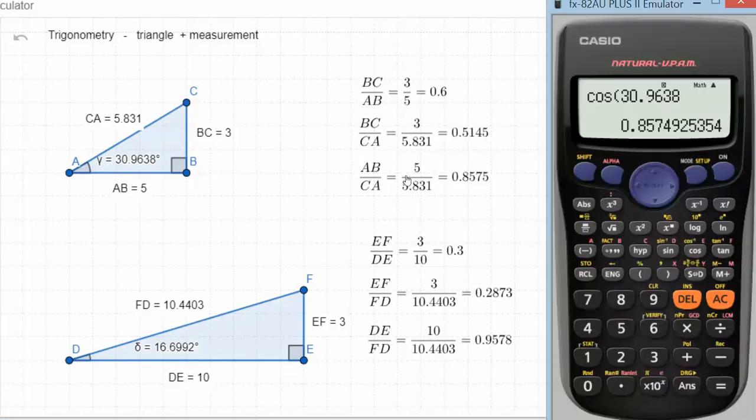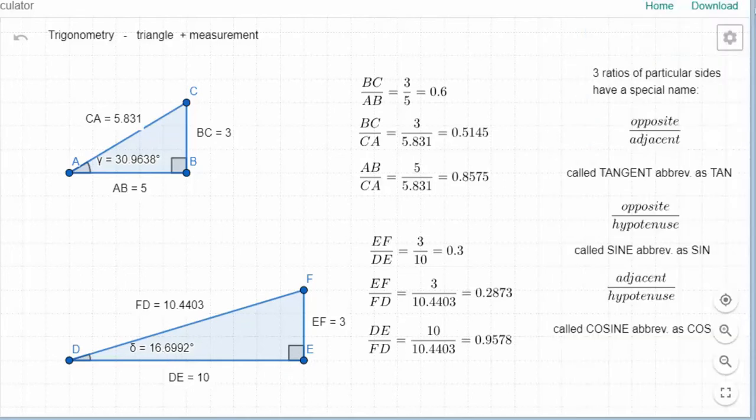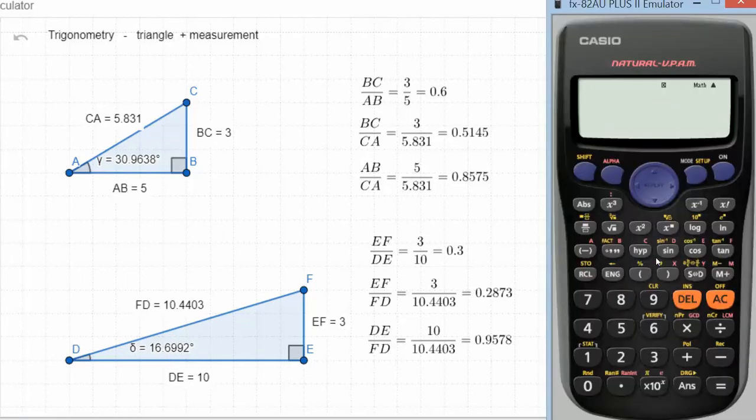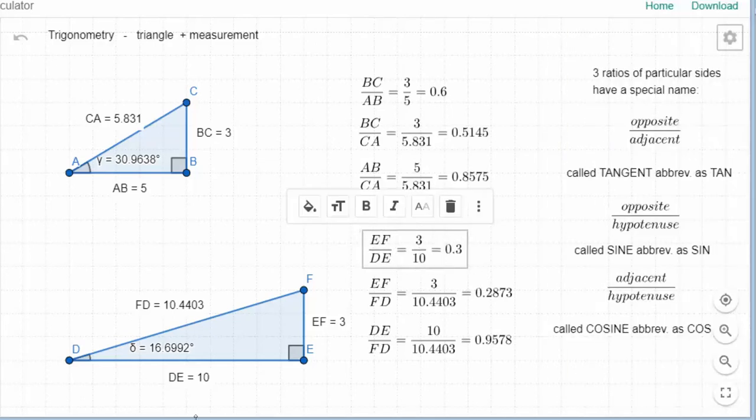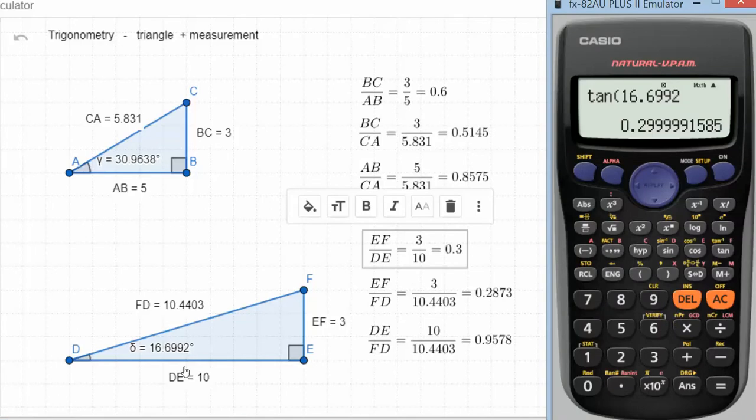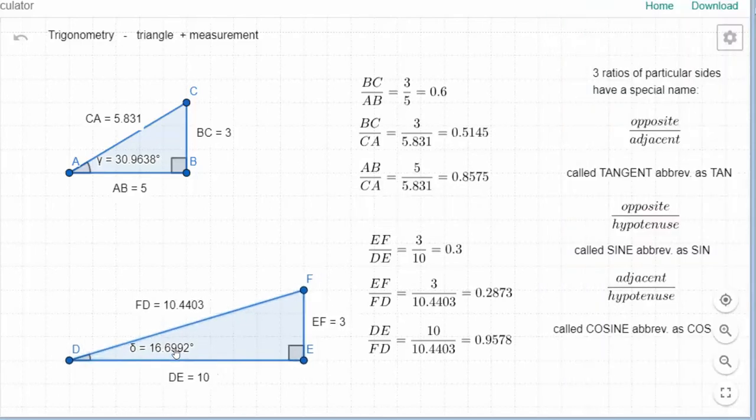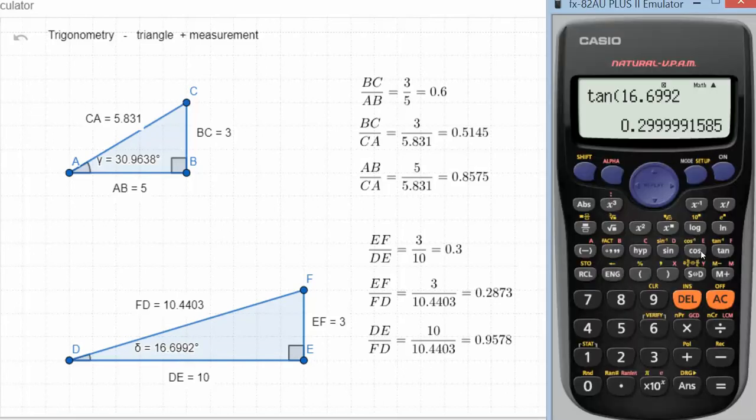Different triangle, different angle, and you'll see we get different ratios. So if we go tan, 16.6992, we get 0.3. That's the tan ratio for a right angle triangle that has an angle of 16.69 something. And you'll do the same for the others.